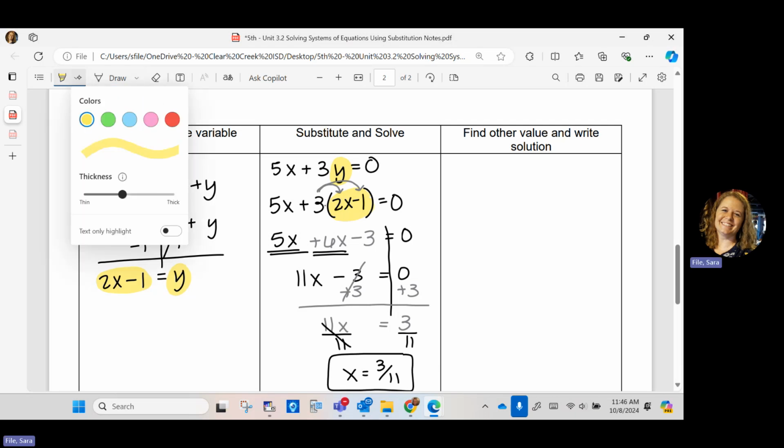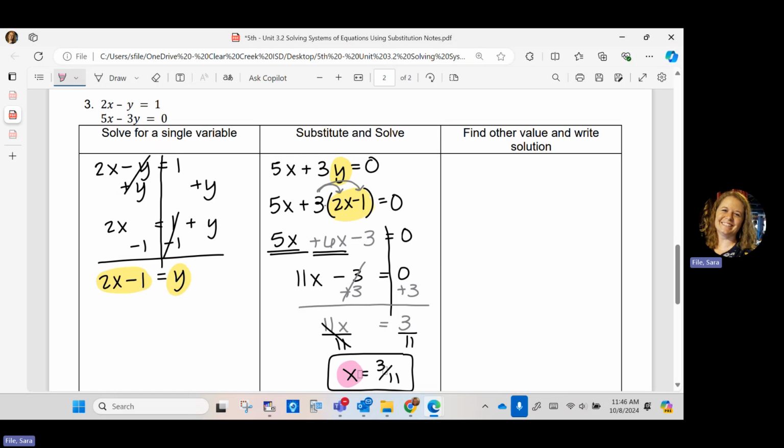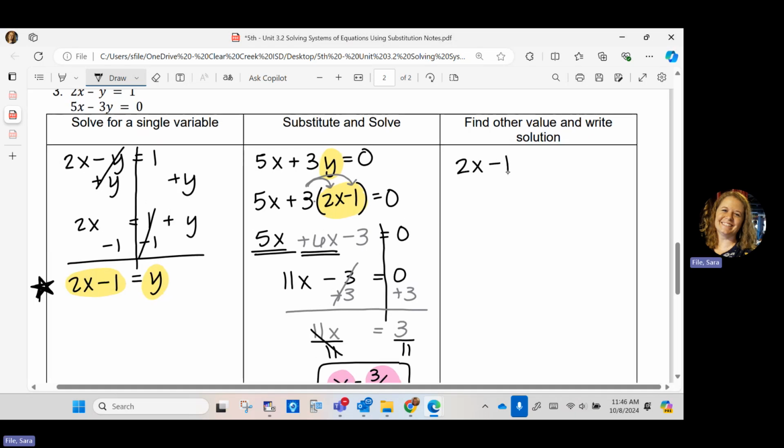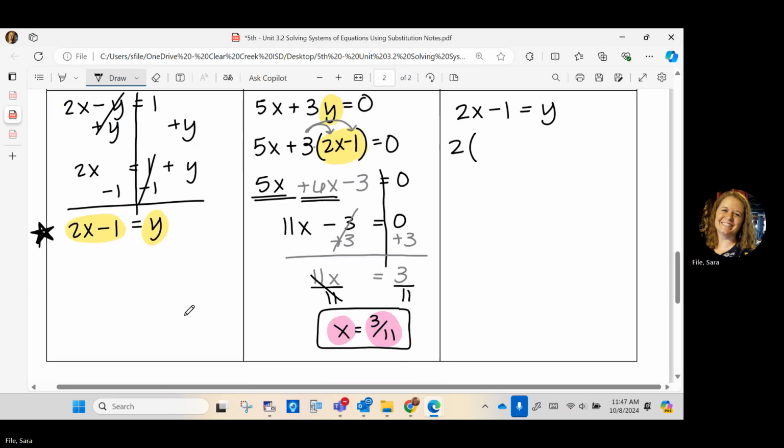So now that's going to be the second thing that I substitute. Now that I know x, I'm going to go back to this original equation I came up with in step 1 right here. I write it down again, 2x minus 1 equals y. And I'm going to replace the x with 3/11. So I replaced the x with 3/11. So when I multiply that, that is 6/11 minus 1.